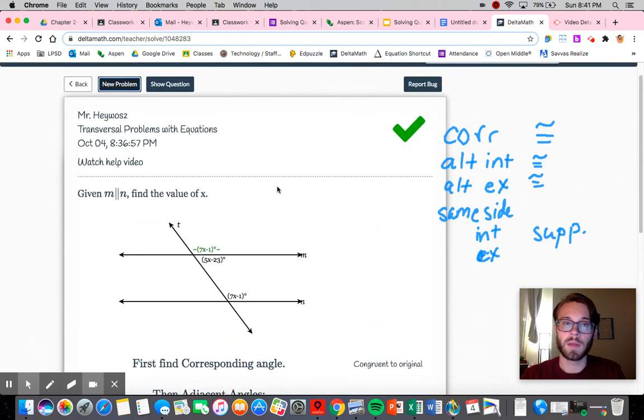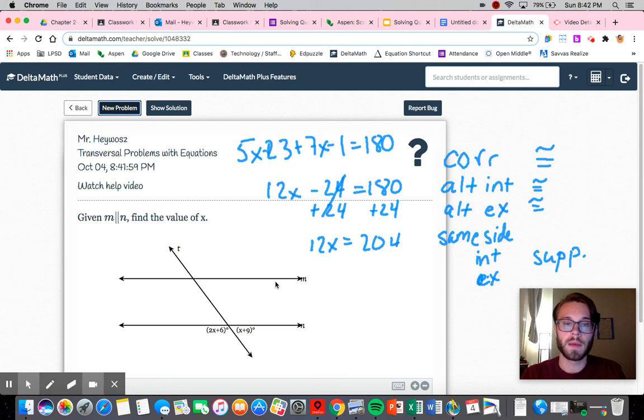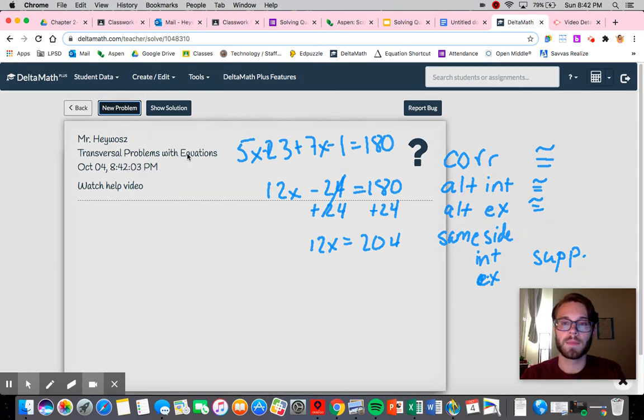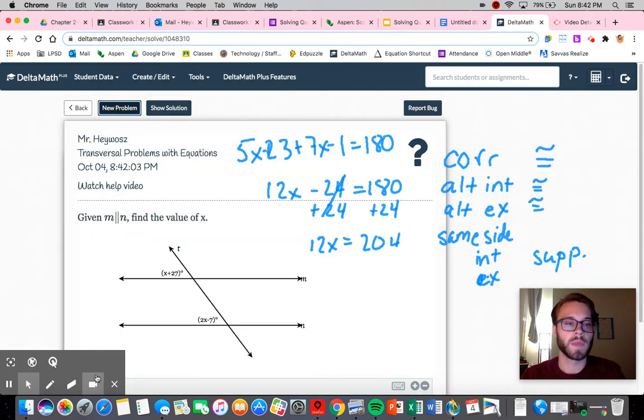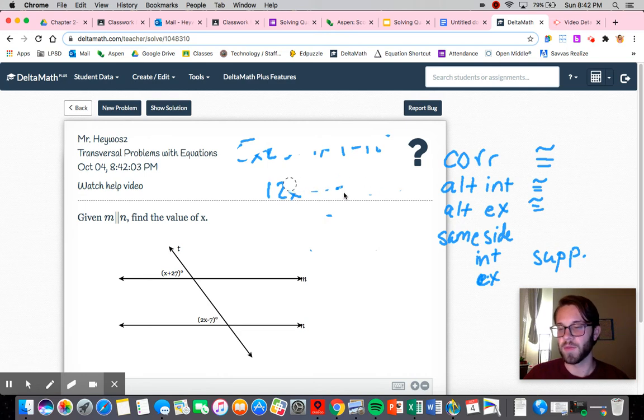Now we need a new problem. Let's look at a new problem. I'm just going to erase this so that we're all set. I didn't do the other problem when I said let's do a new problem because it was the same type of problem, and I want to make sure you see a couple different options.